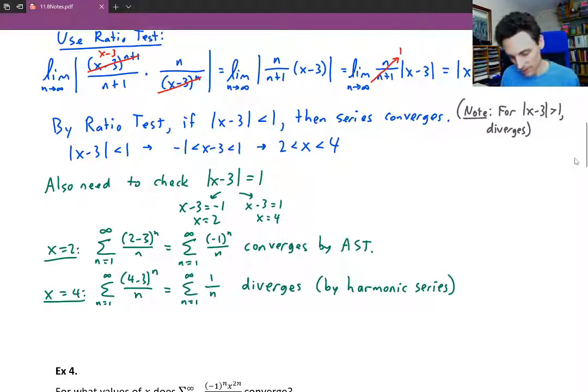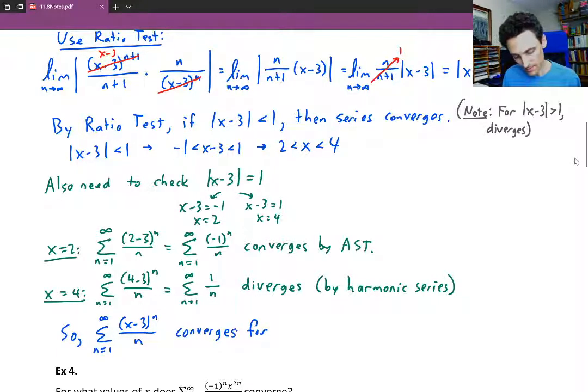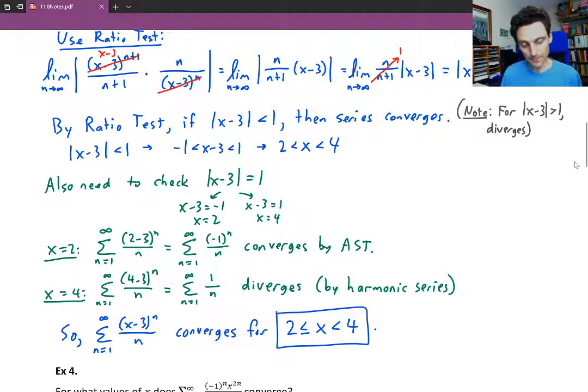So putting this together, we can say that the series as n goes from 1 to infinity of x minus 3 to the n over n converges for the x values between 2 and 4, including 2, because we've got convergence there, but not including 4, because we got divergence there.